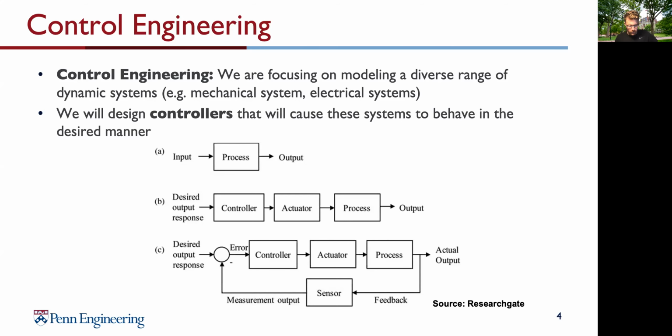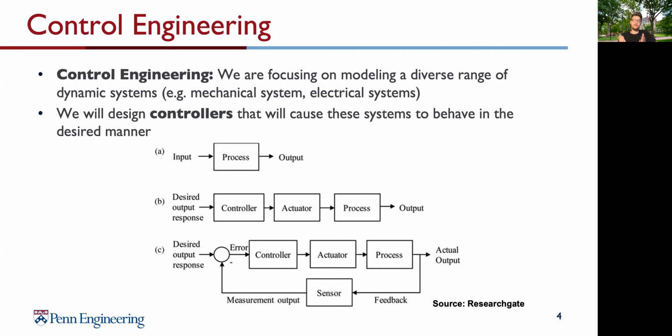So first of all, what I will show you today is what is control engineering. I think all of you heard that in your engineering courses before. And in control engineering, we are focusing on modeling a diverse range of dynamic systems. We can think about mechanical systems, we can think about electrical systems, and for all of these dynamic systems that have moving parts, that have electrical currents that flow, for example, we will design controllers that will cause the system to behave in a desired manner.